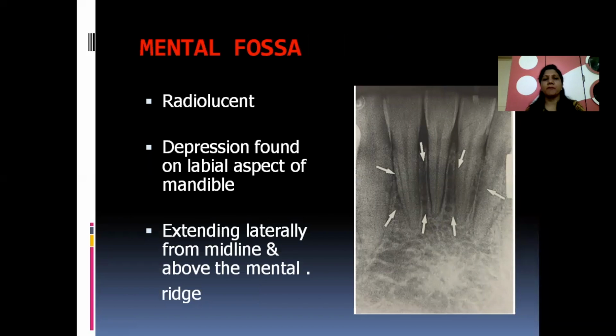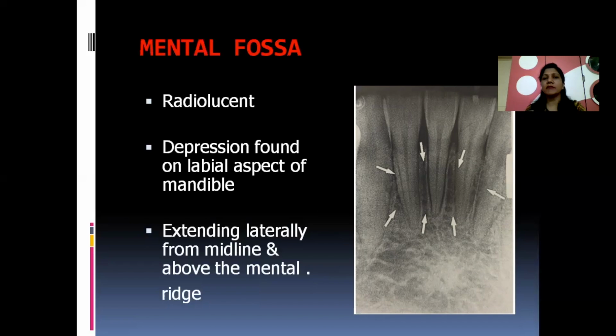Now mental fossa. As we know, the mental fossa is the depression present in the mandibular anterior region, above the chin region. This depression appears as a diffuse radiolucency. As we all know, radiolucency appears either as a soft tissue structure or a decalcification structure. But there are two radiolucencies which appear as a diffuse radiolucency. Here in the mandibular region there is the mental fossa and the other is the submandibular gland fossa.